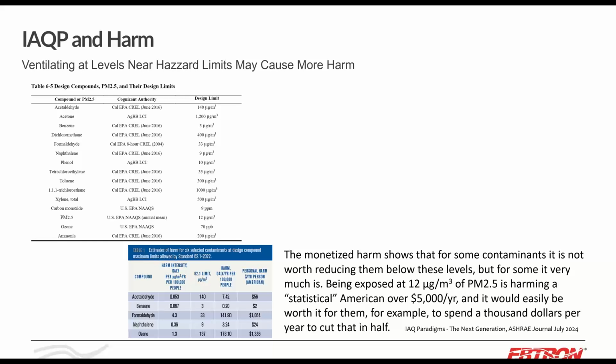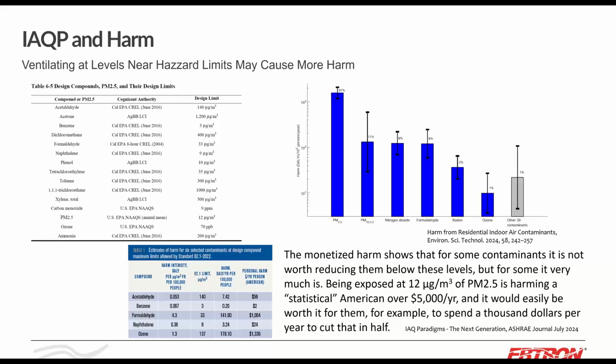This was an article published in the ASHRAE journal that shows the cost of this, where we're doing more damage than we should be by designing through the IAQP or designing at a minimum. Maybe we should be providing more ventilation than what's recommended. And these are the levels of harm that you have within the space.